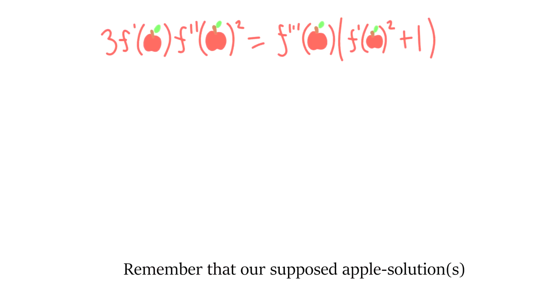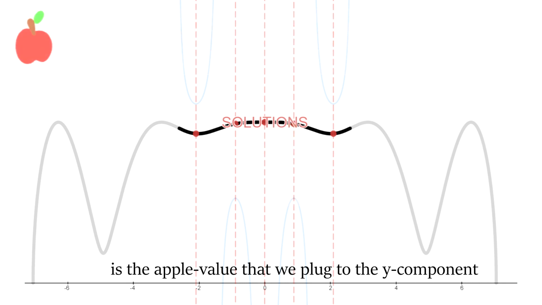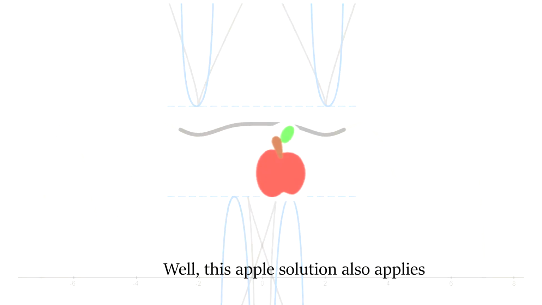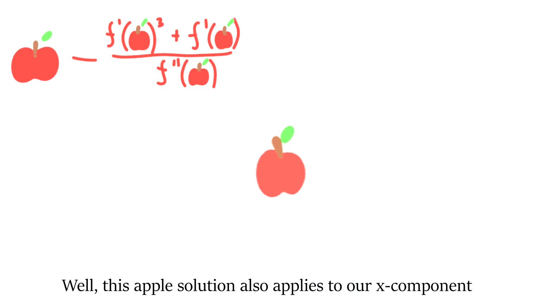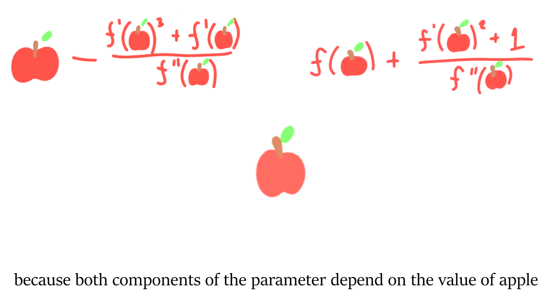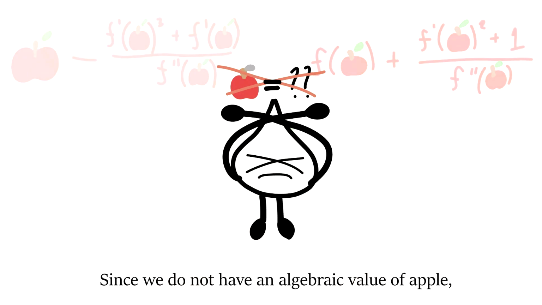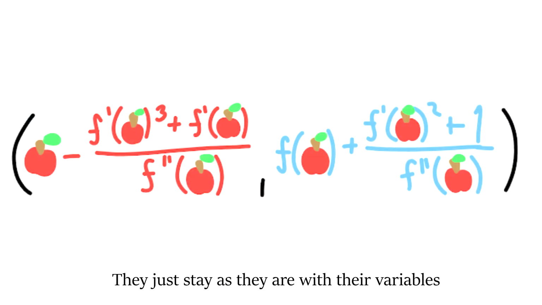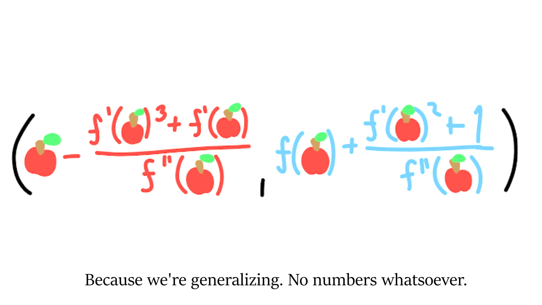Now, remember that our supposed apple solution to this equation is the apple value which we plug to the y component to get the pseudo-foci y value? Well, this apple solution also applies to our x component because both components of the parameter depend on the value of apple. And since we do not have an algebraic apple solution, we can't plug things into the x and y equation. They just stay as they are with their f's and apples because this is what generalizing is. No numbers whatsoever.